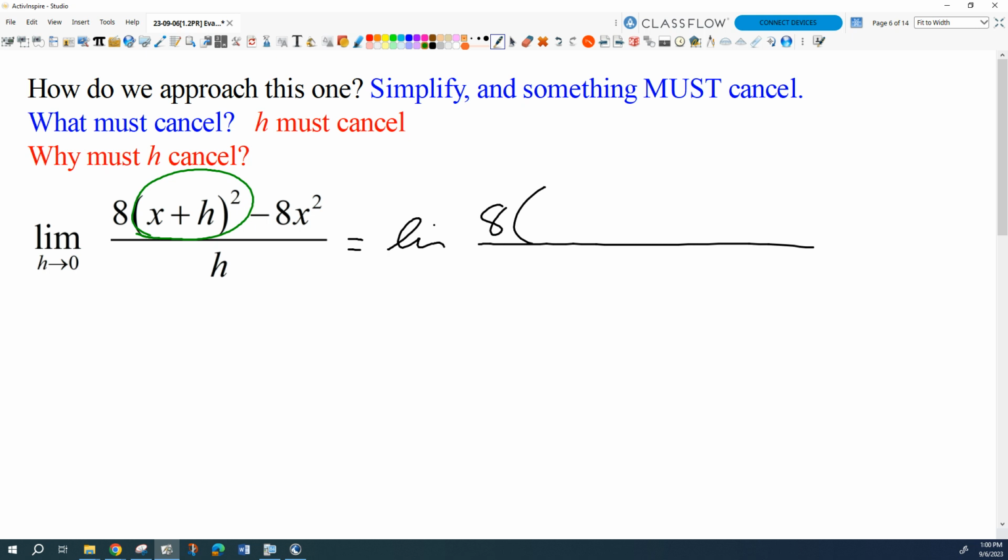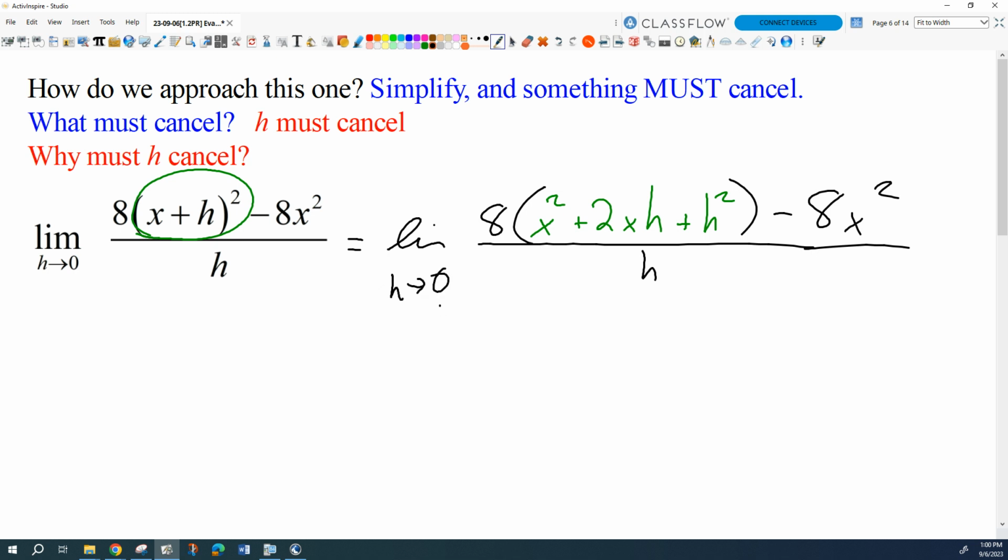You guys know that pattern, right? x squared plus 2hx. I'll just call it 2xh, not that it matters. xh doesn't make any difference. Plus h squared. Good. Okay, that's our binomial expansion, right? Minus 8x squared over h as h approaches 0. Okay, what's next?